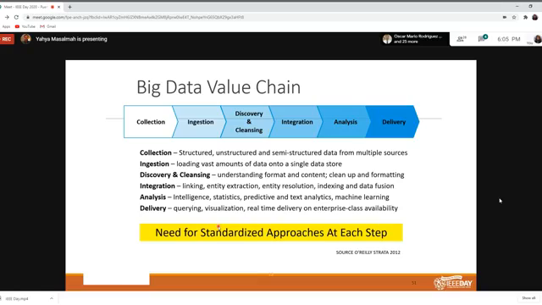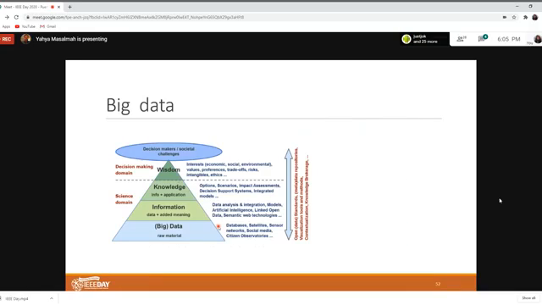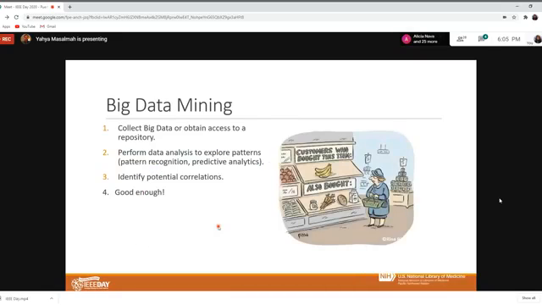I was also thinking about talking about machine learning, but as I said, time is very limited, and I just mention it. Maybe later in other events, we can talk about that. Delivery: querying, visualization, real-time delivery on enterprise-class availability. This is exactly a summary of what we learned previously. So from raw material, information, knowledge, wisdom, decision. That's mainly what we are aiming to have.